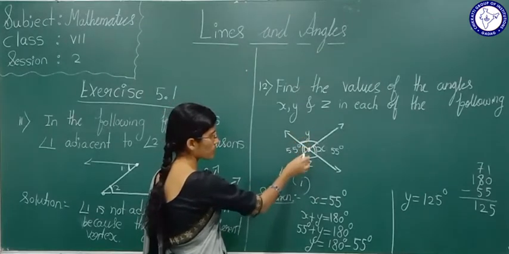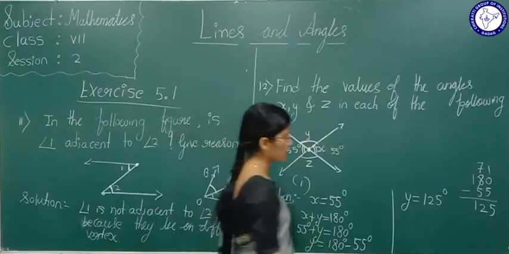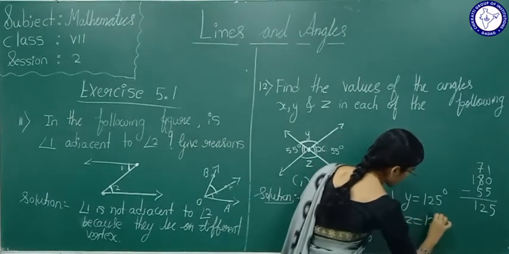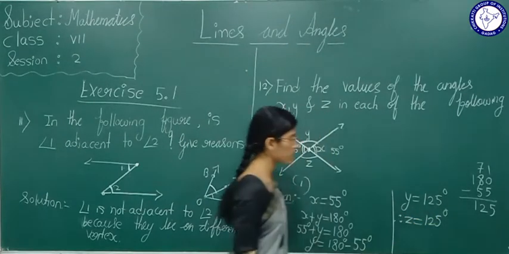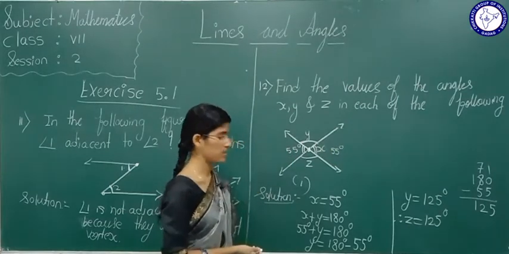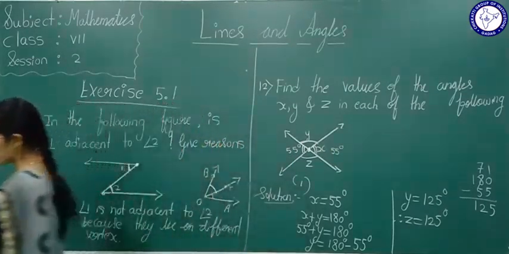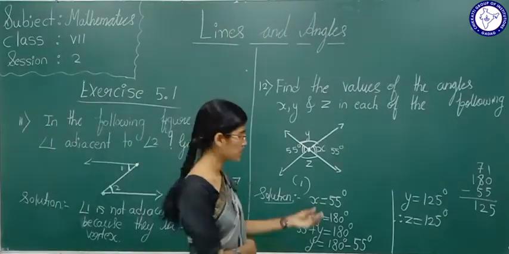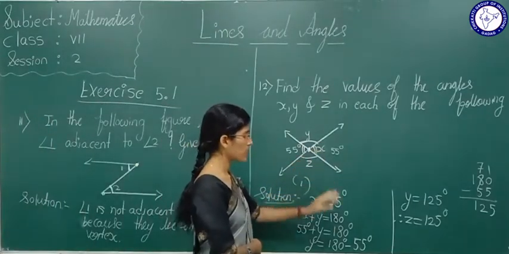If y is 125 degrees, definitely, therefore z is equal to what? 125 degrees. Why is z equal to 125 degrees? Because vertically opposite angles are equal. Okay, now see students, I have written here directly, but in the exam you have to write step by step. Now once more I will explain this problem.